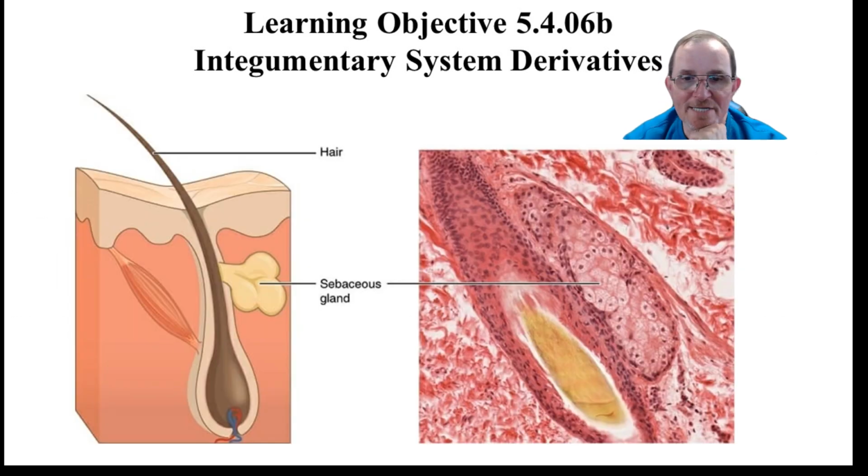There's a sebaceous gland, a photomicrograph, really good. And again, they're going to be associated with the hair shaft, but they're going to look like a bunch of grapes, unlike a sweat gland.